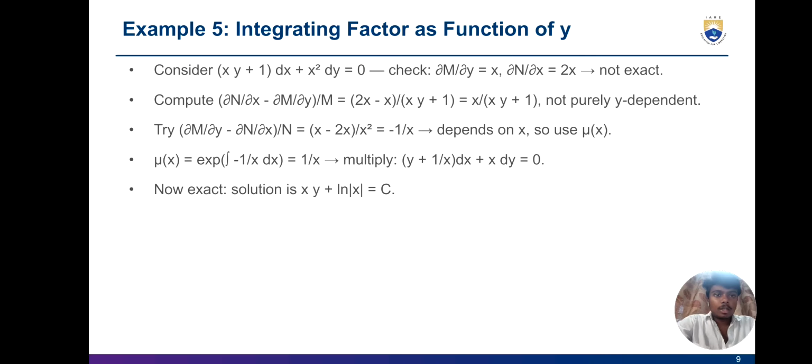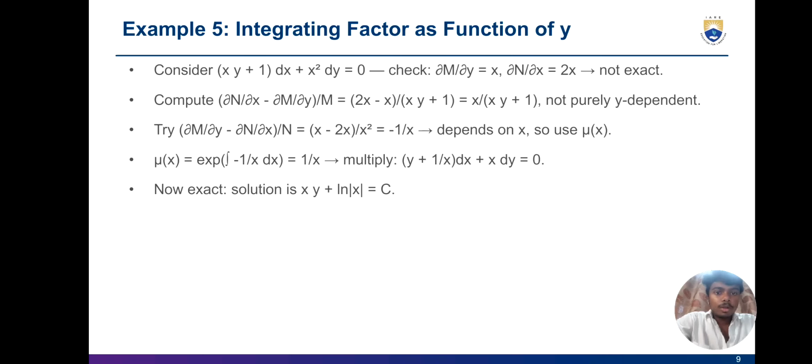Example 5. Integrating factor as function of y. Consider (xy plus 1) dx plus x square dy equal to 0. Now check ∂M/∂y equal to x, ∂N/∂x equal to 2x, which is not exact. Compute (∂N/∂x minus ∂M/∂y) by M equal to (2x minus x) by (xy plus 1) equal to x by (xy plus 1), not purely y dependent.